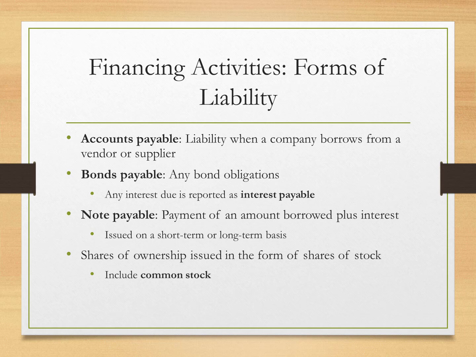As an example, accounts payable is a liability when a company borrows from a vendor or supplier. If you are a business owner and you buy supplies from a vendor and you buy supplies on credit, the amount that you owe is an accounts payable. A bond payable is a long-term debt.